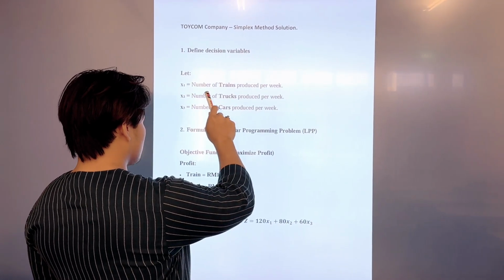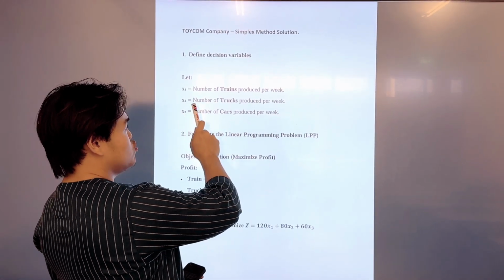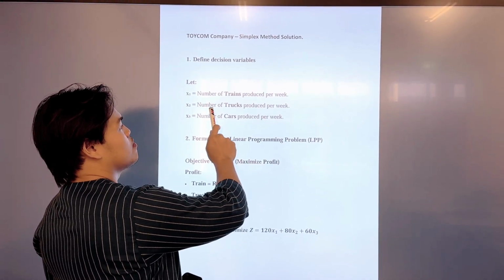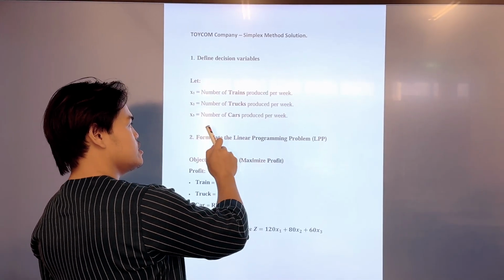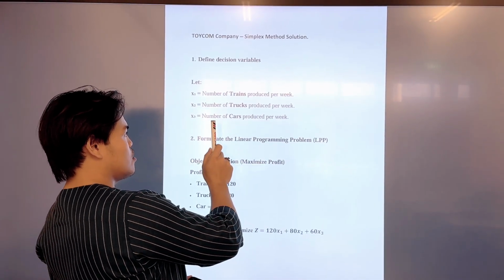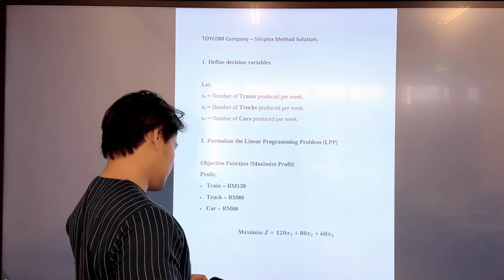X1 represents the number of trains produced per week. X2 represents the number of trucks produced per week. And X3 represents the number of cars produced per week.